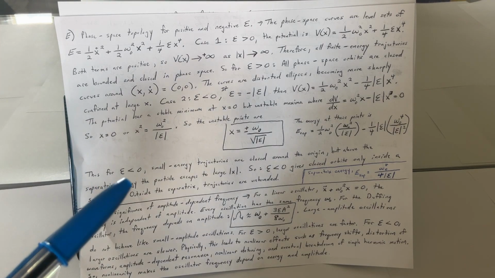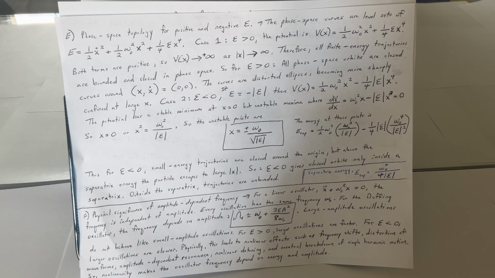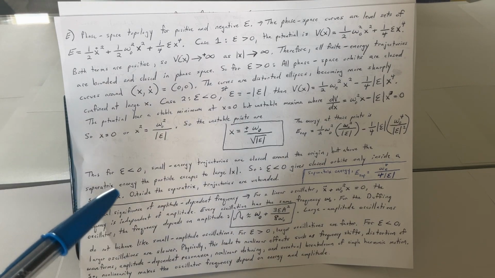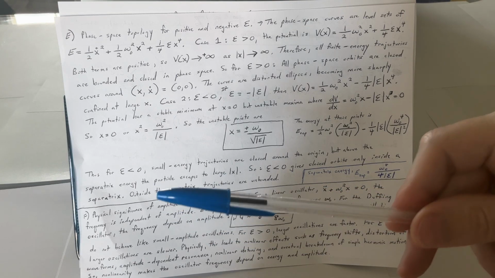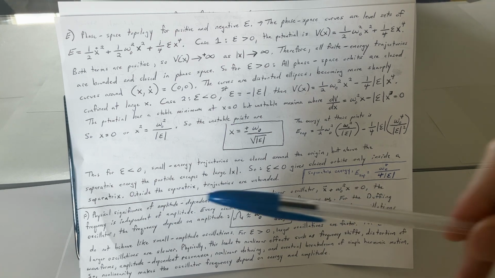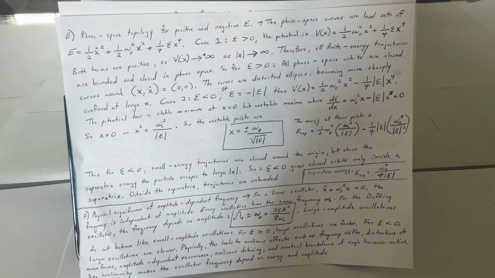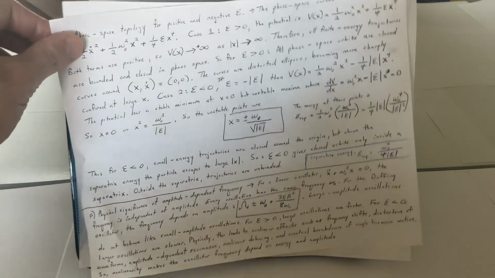So we could say thus for epsilon less than 0, small energy trajectories are closed around the origin, but above the separatrix energy the particle escapes to large absolute value of x. So we get the following. E less than E sub SEP gives closed orbits only inside a separatrix. Outside the separatrix, trajectories are unbounded. Okay, so that's letter E. Now moving along to letter F.